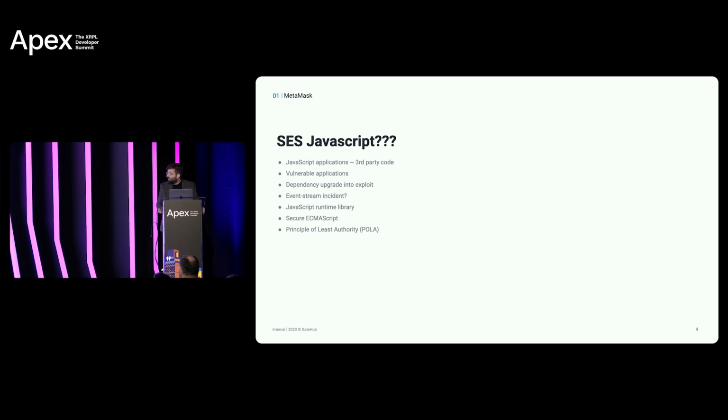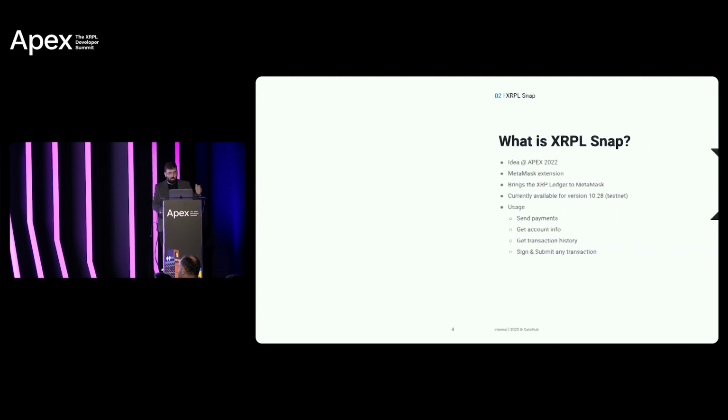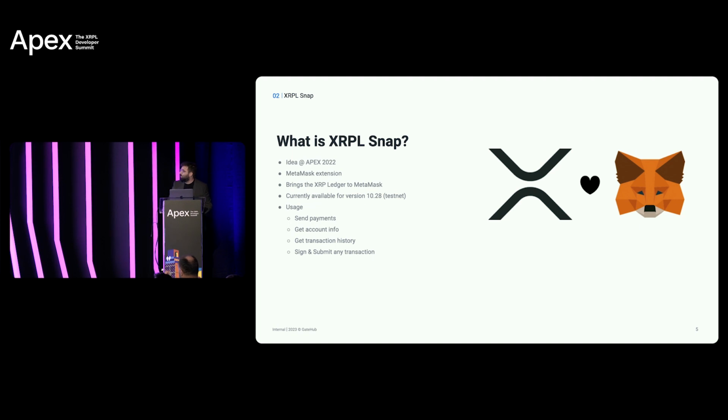This is where Secure ECMAScript comes in handy. It's a JavaScript runtime library for running such third-party code in a compartmentalized environment, so that people cannot do some fishy stuff. So yeah, now we are talking about XRPL Snap.